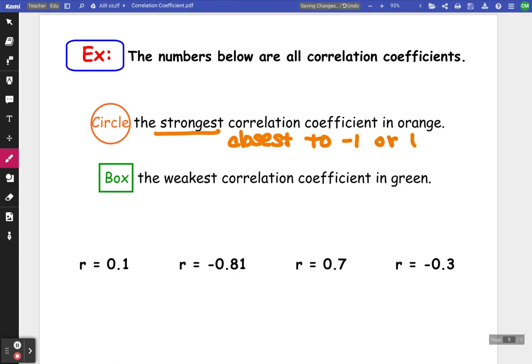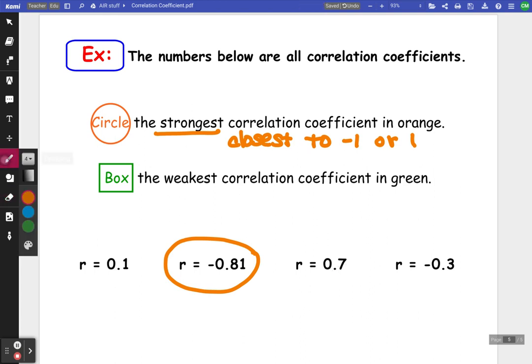If I look down here at all these numbers and I look for the one that's going to be closest to negative 1 or positive 1, this right here is the one. That's closer to negative 1 than this one is. This one is close to 1, but it's not quite as close as this one is to negative 1. So I know my strongest correlation coefficient is this negative 0.81 because it's the closest to one of the ends.